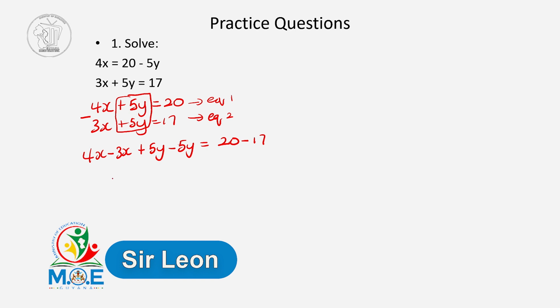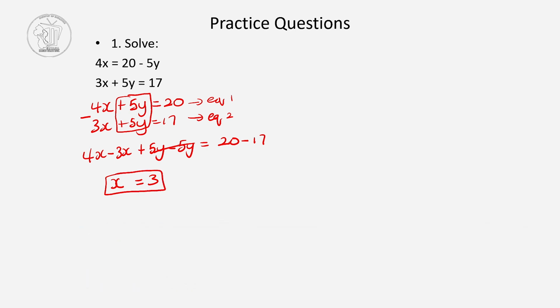So 4x subtract 3x will give us 1x, which is the same as x, and 5y subtract 5y will give us 0. And this will be equal to 20 subtract 17, which will give us 3. So x is equal to 3. So we have our value for x, now we can solve for y.